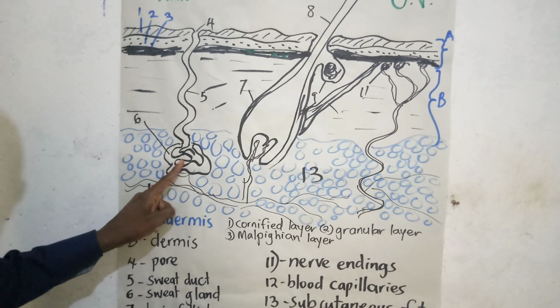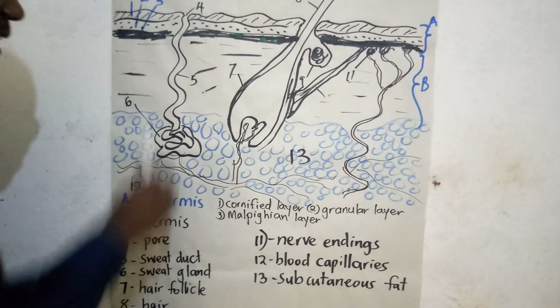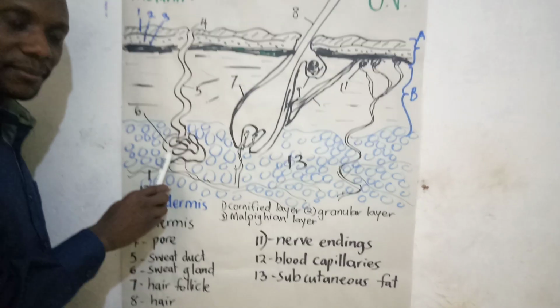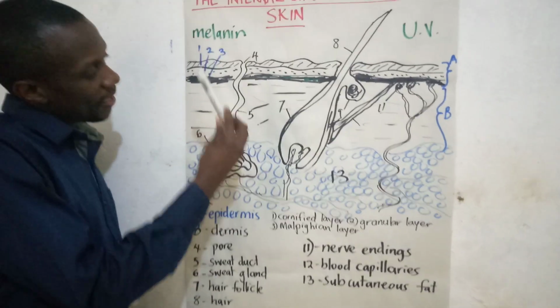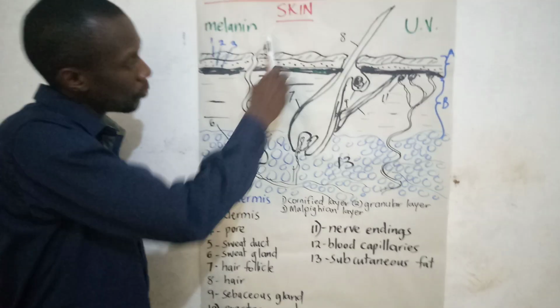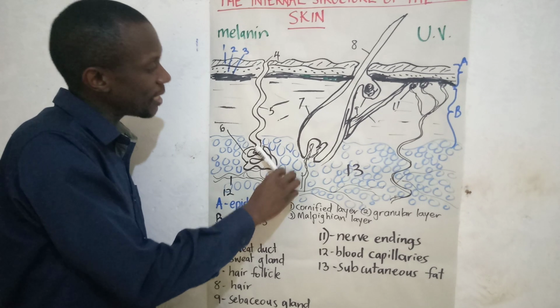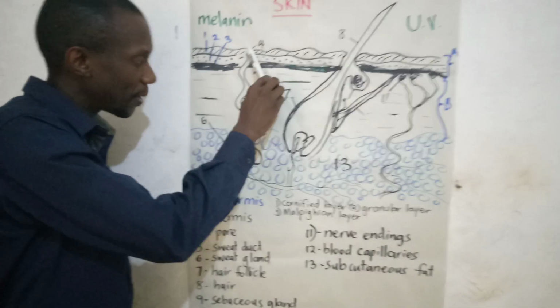We have a sweat gland and a sweat duct. Let me discuss their functions. The sweat gland produces sweat. Then the sweat duct is the passage of sweat from the sweat gland to the pore.